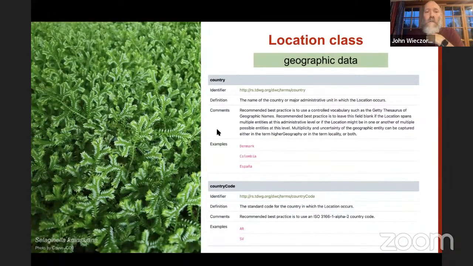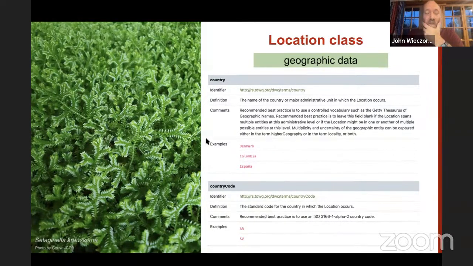So the Getty Thesaurus is nice in that not only does it include the names of countries in English, it includes the names of countries in various languages. And so it's perfectly viable to use the country name as used in that country.